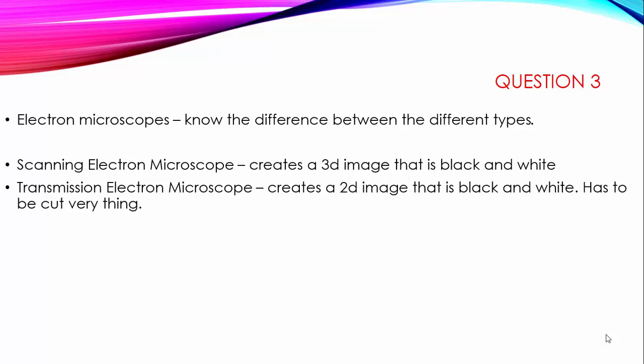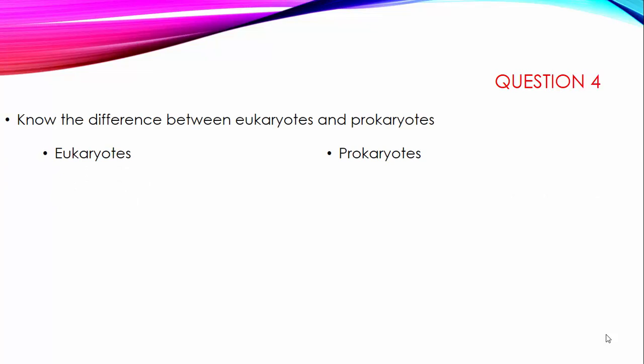I know it says thing, it should say thin. It should not be saying thing whatsoever. It should be cut very thin. The reason it creates a black and white image is because electrons do not come in color.